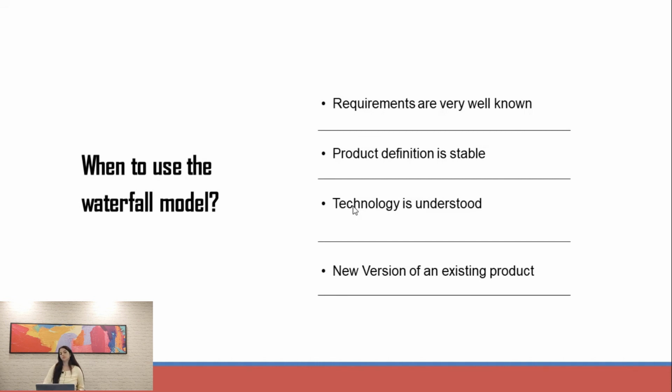We should be using this model mostly when we are trying to create a new version of existing software. Because if we are using this model for new software, a lot of changes are expected, and this model doesn't usually support changes. So we should try to choose this model for products which are almost stable, and we are creating only new versions of an existing product.